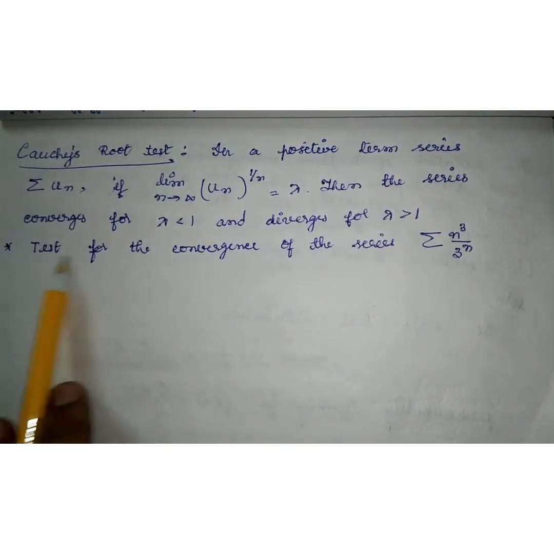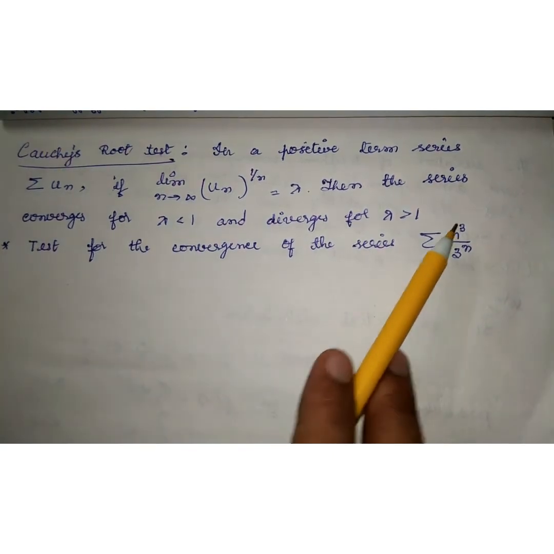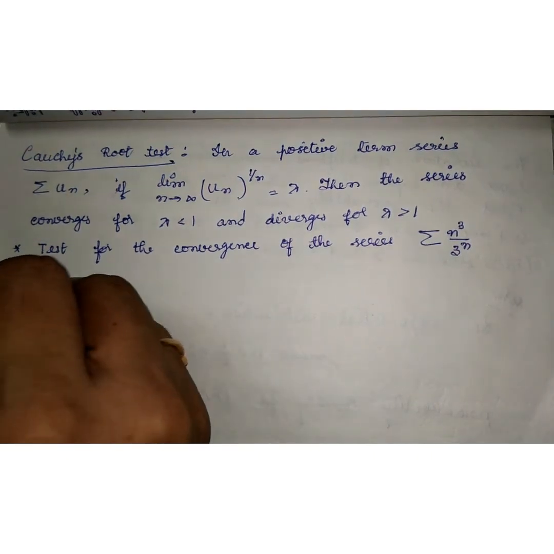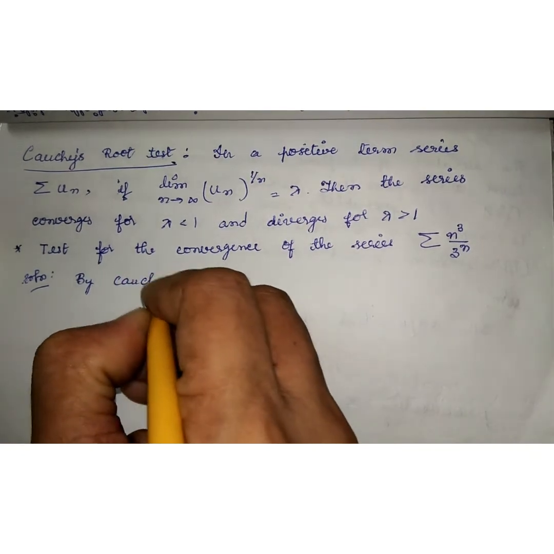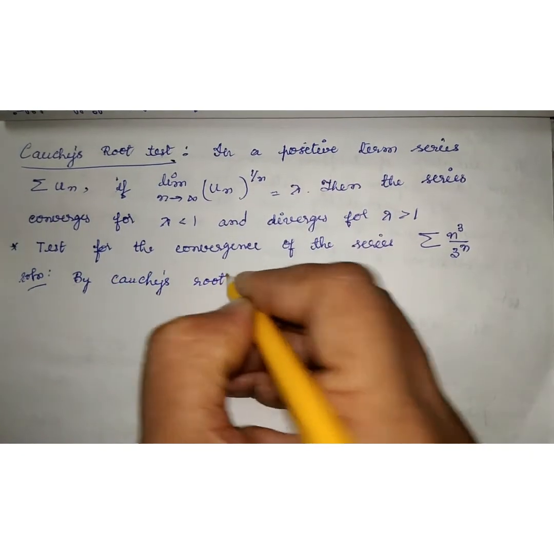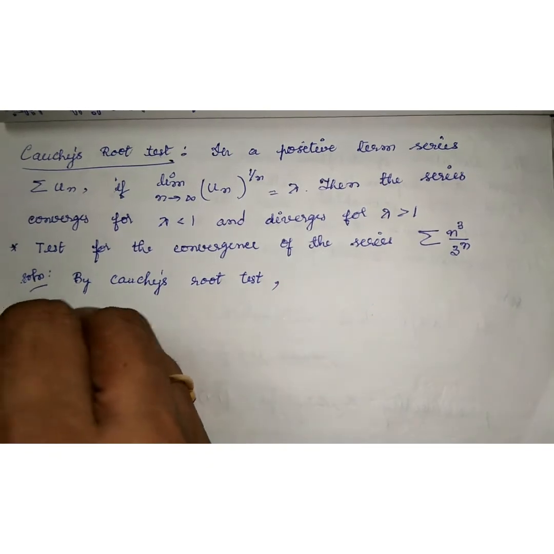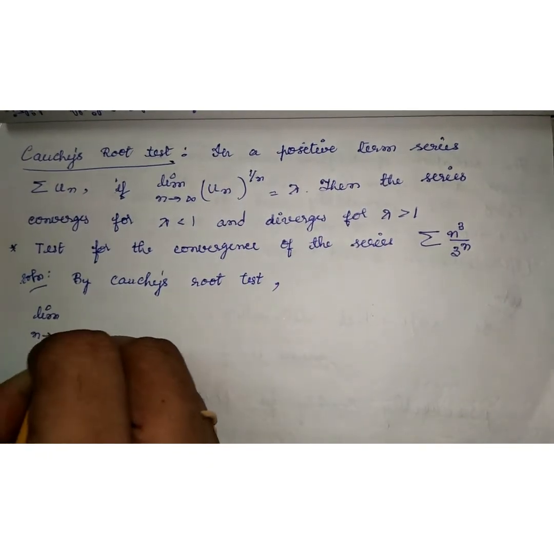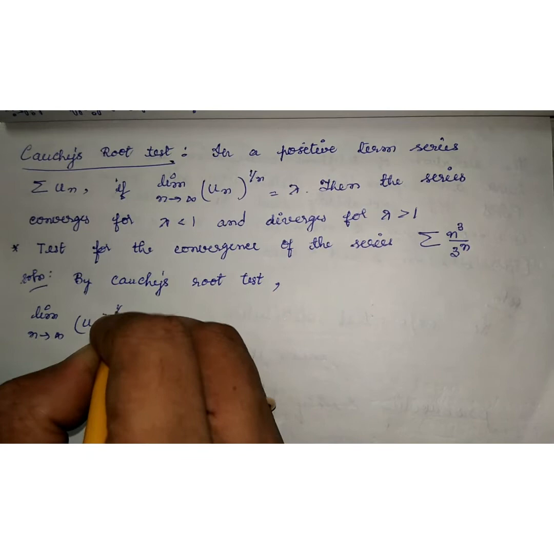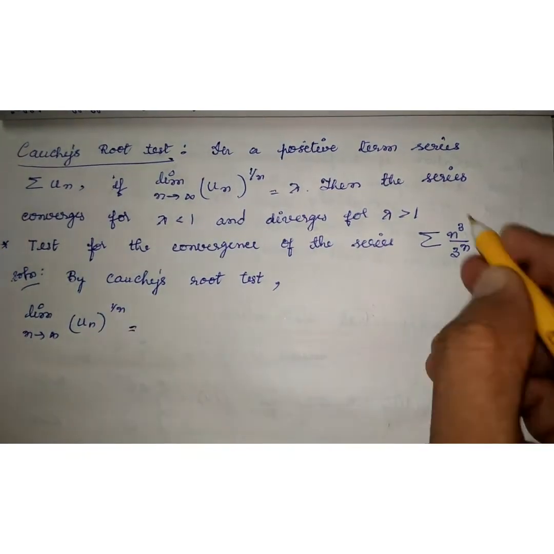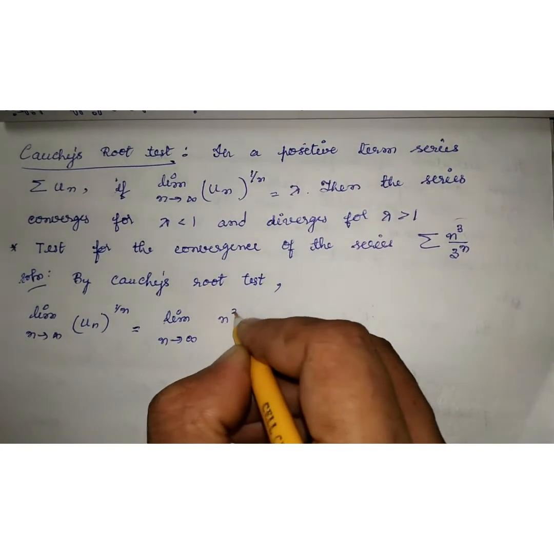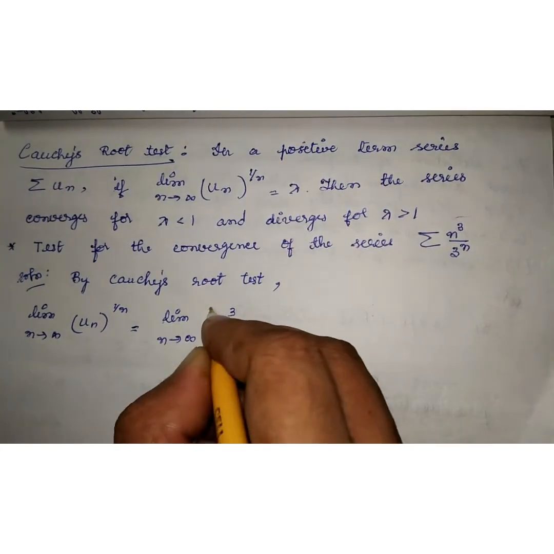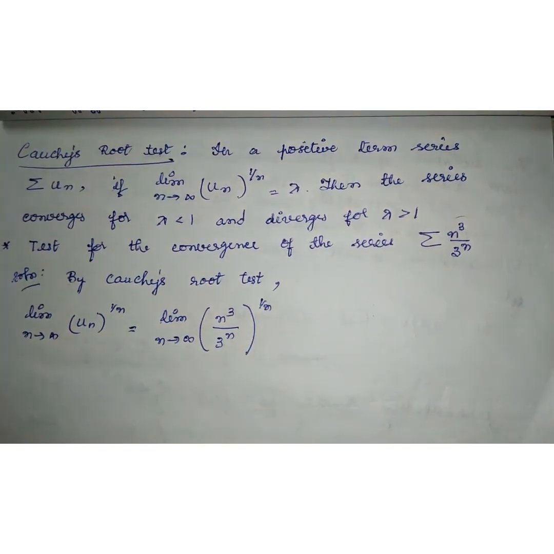The first question is: test for the convergence of the series summation n cube by 3 to the power n. So let us solve the problem. By Cauchy's root test, we'll go for limit n tends to infinity un to the power 1 by n. So here un is n cube by 3 to the power n, whole power 1 by n.